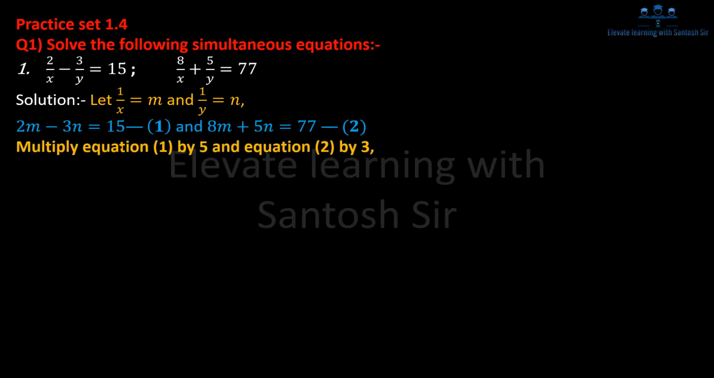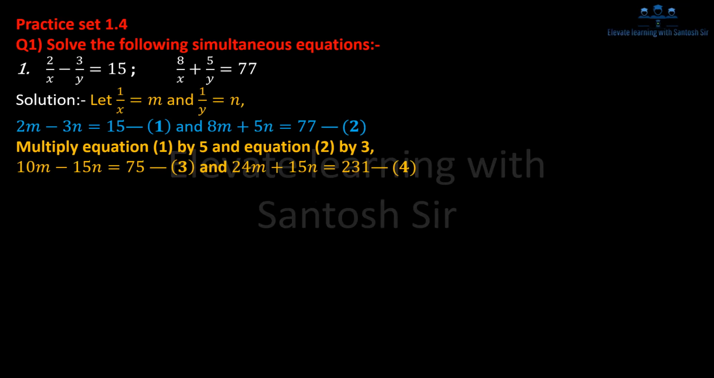We are going with the elimination method. For that, the first equation will be multiplied by 5 and the second equation will be multiplied by 3. When we do that, the coefficients of n will become the same. So we will get 10m minus 15n is equal to 75 and 24m plus 15n is equal to 231. So we have plus 15n when we have minus 15n.